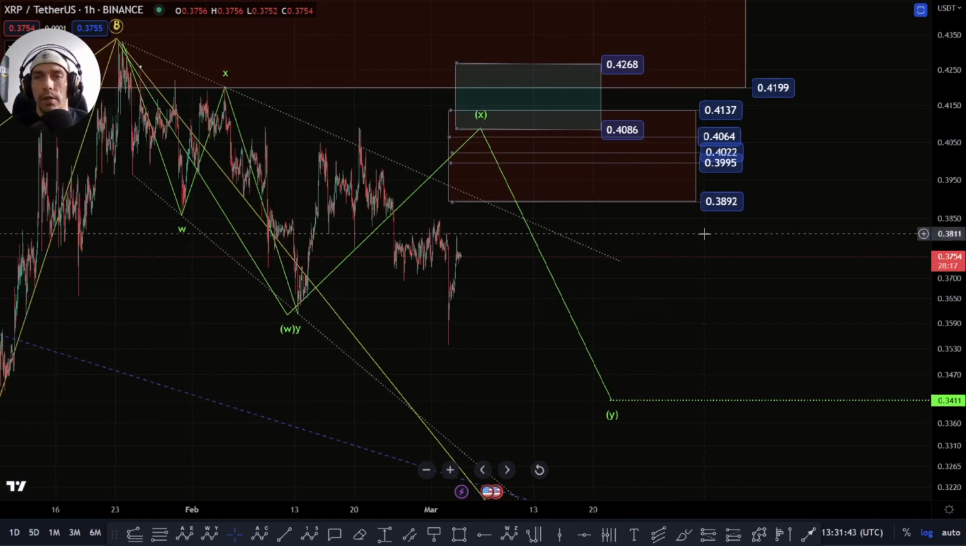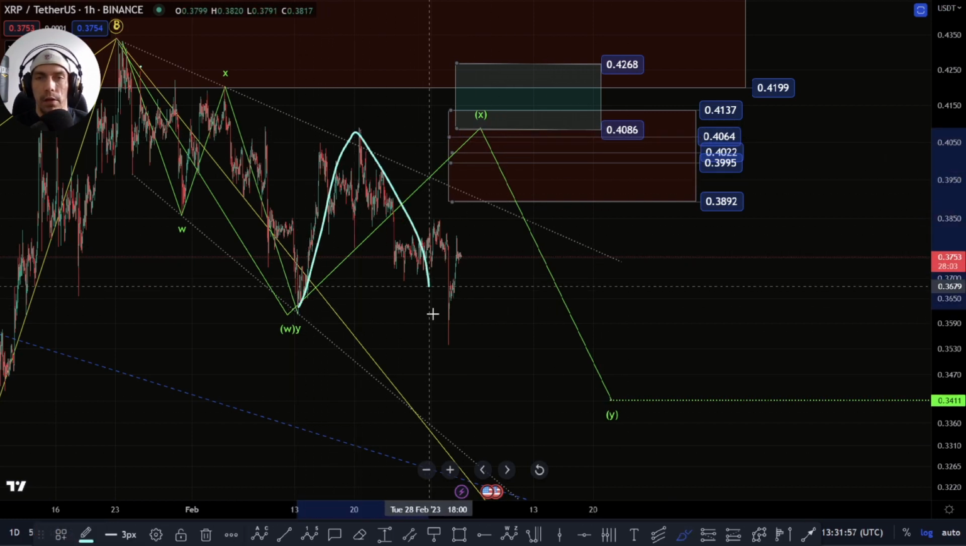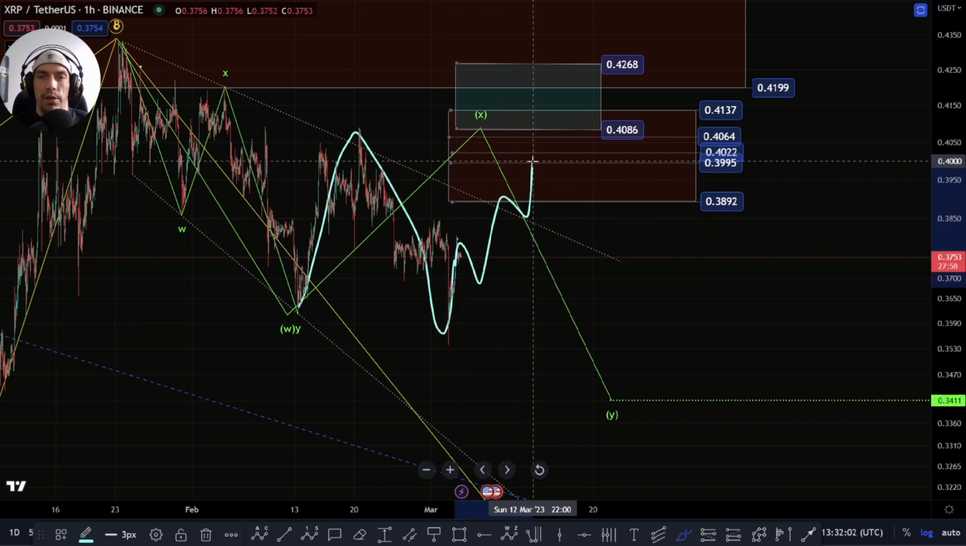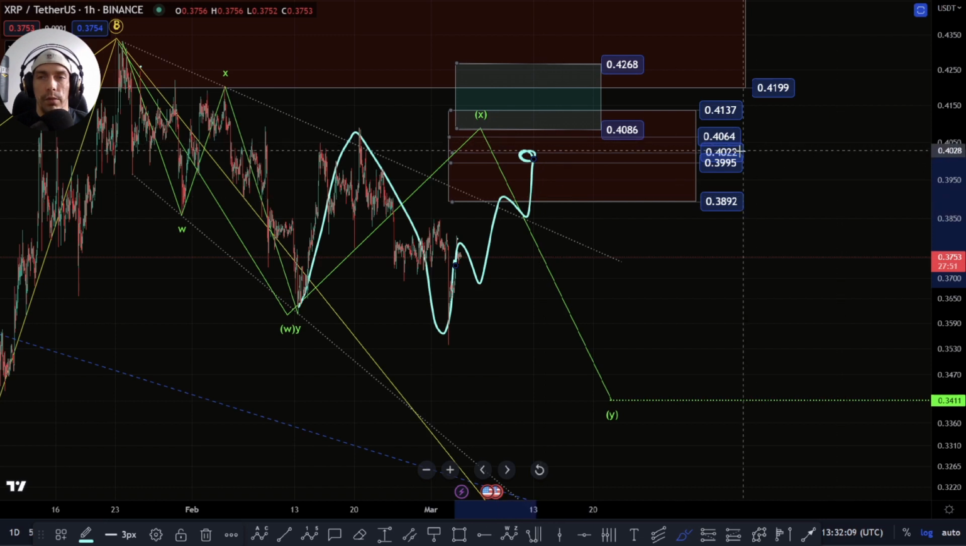I have also got this zone here, this 41.37 to this 38.92 area, and this is a typical B wave correction. So if we do form some kind of a running flat in here, it might be that we only end up coming lower down here. If that's the case, this area here of the 618 would be a golden pocket, 40.22 to this 39.95, in which case we could look for that continuation down.